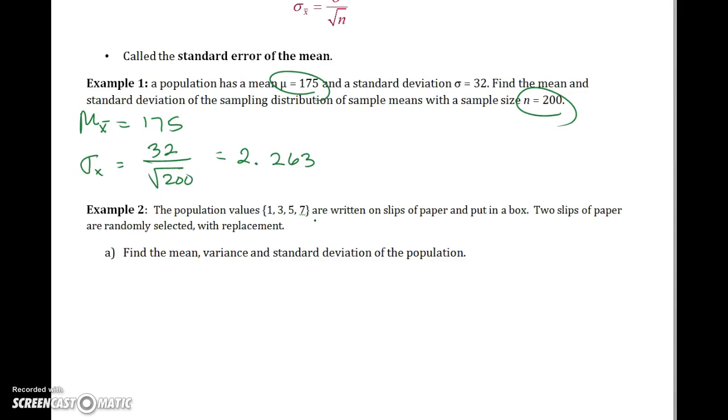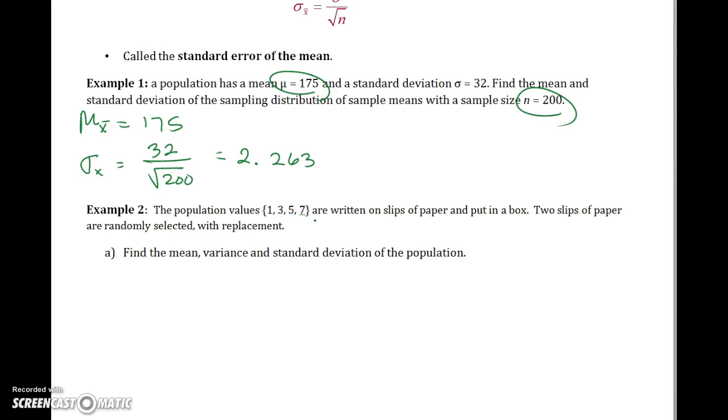That means you have all 4 of them in the box, you pull a number. And then the replacement part means you put that number back in and then you pick another one. So you're not picking 2 at a time. You're just going to pick 1, take it out, it's a 3, put it back in. Then you could get a 1, 3, 5, or 7 for the second slip.